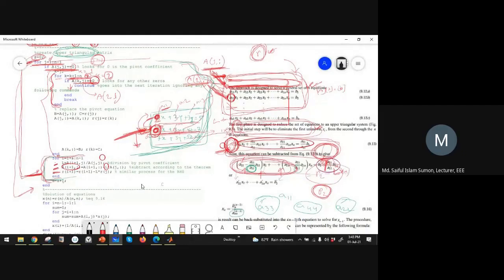Continue means that without executing anything else, it will go to the next loop and increase the value of k. That means it will go for the third loop, the third equation.